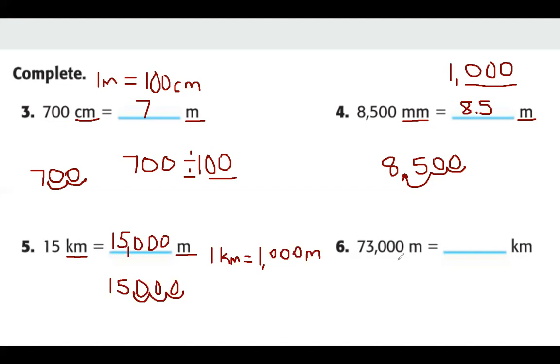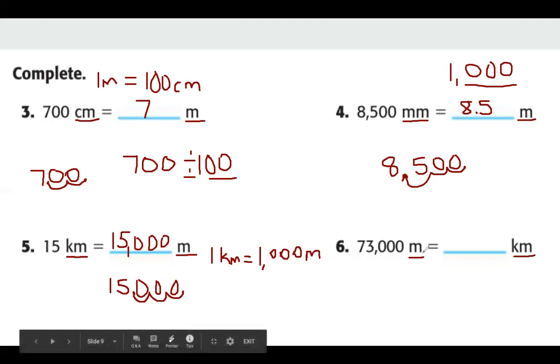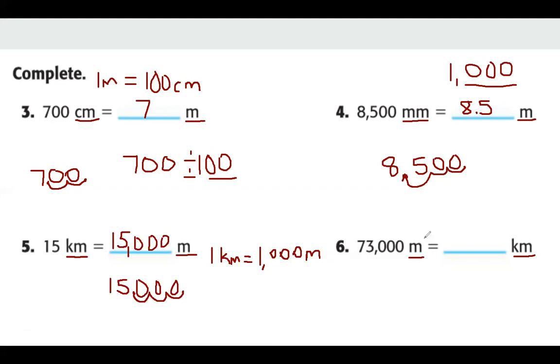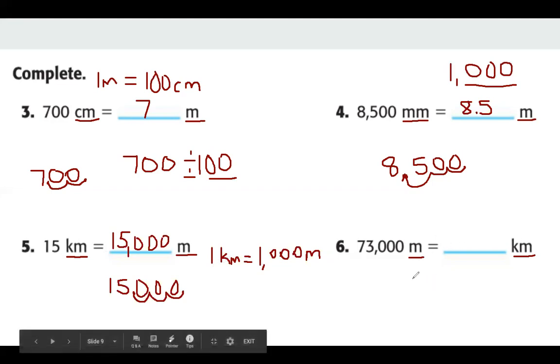We have 73,000 meters is equal to how many kilometers? If I look at number 5, they literally just flip-flopped it here. We did kilometers to meters, now we're doing meters to kilometers, which means we're going to divide again because now we're starting with a smaller unit instead of the bigger one. And we can use the same measurement here. 1 kilometer equals 1,000 meters. That's the same one we need for this one. Only because we switched it, instead of multiplying on this one, we are going to divide.